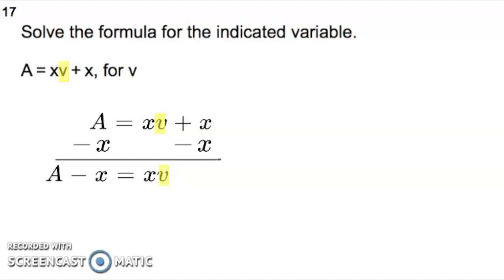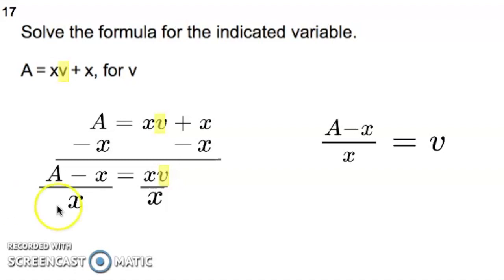Again, highlight the v. You got to move this x now away from it. When they're next to each other, it means they're being multiplied. To undo multiplying, we divide. So we divide both sides by x, and that will give us the answer of a minus x over x equals v. Again, notice, capital A, lowercase x's, and lowercase v. We cannot be changing that around. And that's the answer for number 17.